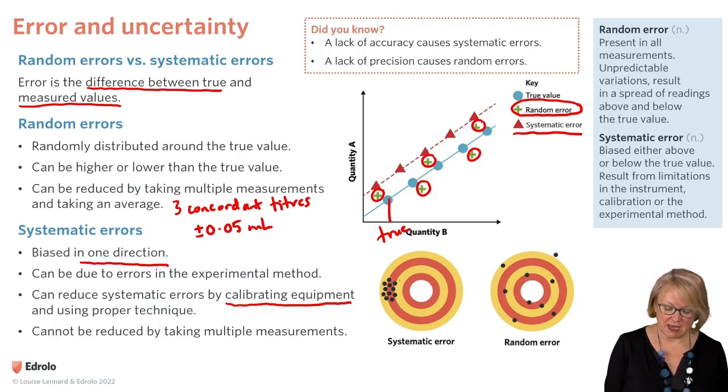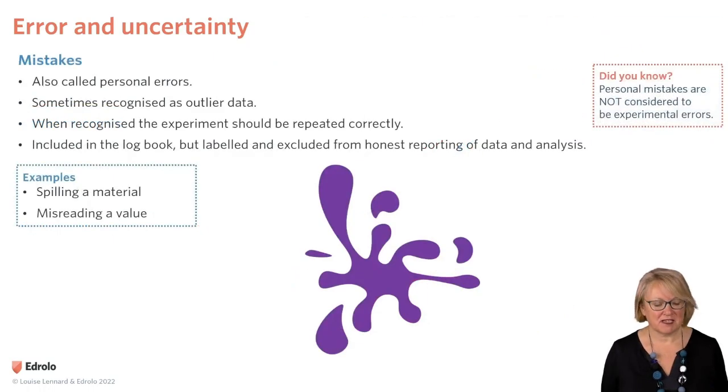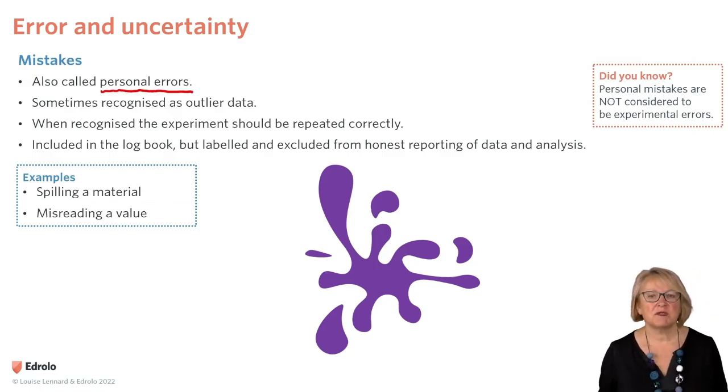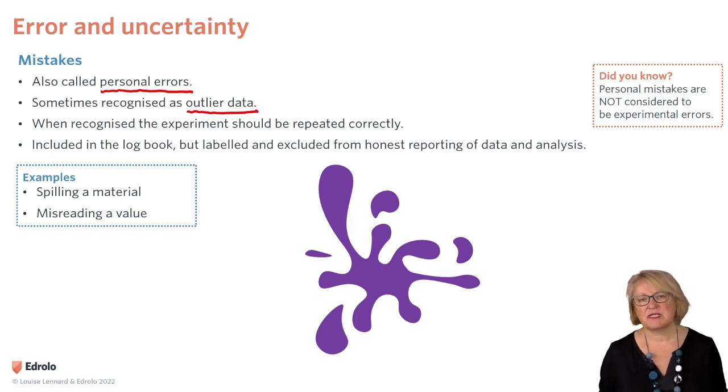So systematic error, they're all biased in one direction. Random error, distributed evenly and can be minimized by taking an average. We've all made mistakes before, and we call mistakes personal errors. Sometimes when we're collecting data, we can see some data that doesn't fit, and we identify that as outlier data. So sometimes you can recognize that you've made a mistake.